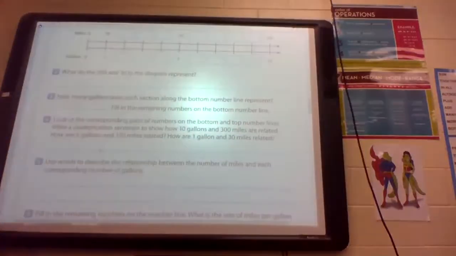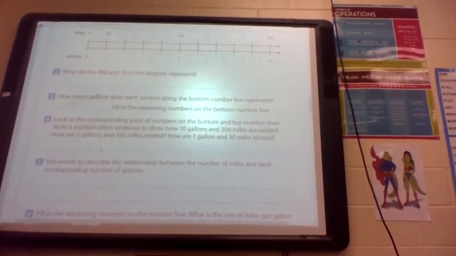All right. Look at the corresponding pairs on top and bottom. Write a multiplication sentence to show how 10 gallons and 300 miles are related. What multiplication sentence can you write? 30 times 10 equals what? 300. That's number 4. 10 times 30 equals 300.